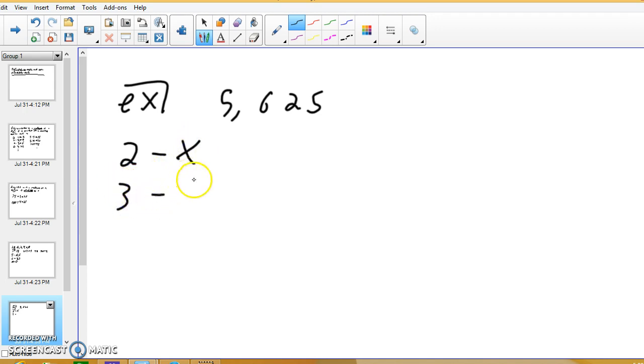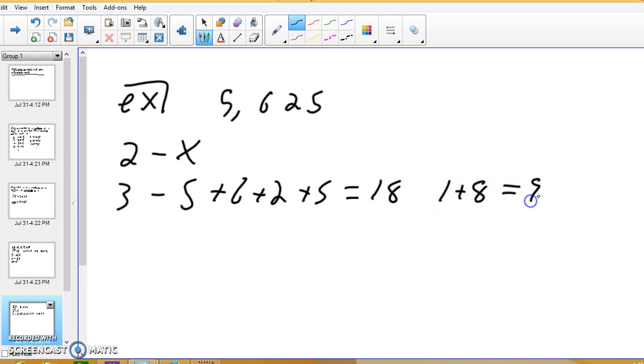What about 3? Well, again, this is the sum of the digits, so 5 plus 6 plus 2 plus 5, that is equal to 18. Now, do we know if 18 is divisible by 3 off the top of our head? Well, we can just do this test one more time. So 1 plus 8 is equal to 9. Well, we know 9 is divisible by 3. Therefore, we know 18 is divisible by 3. Therefore, we know 5,625 is divisible by 3. So, yes, this number is divisible by 3.